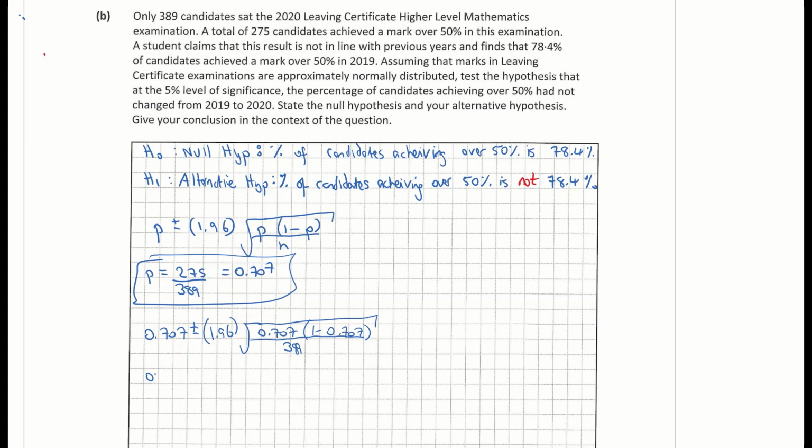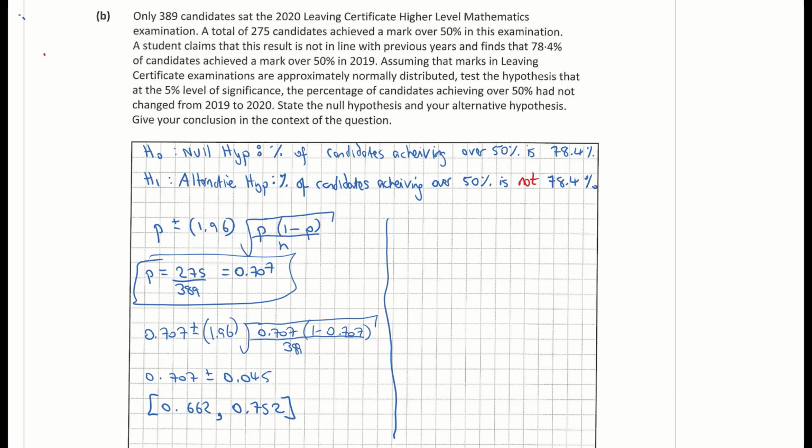So that's giving me 0.707 plus or minus 0.045. Writing down my interval, I add and subtract the 0.045, so that's giving me 0.662 up to 0.752. Okay, so that's my work done basically. Now I need to get to the final step, which is my conclusion, and just make sure when you're making your conclusion that you contextualize it.